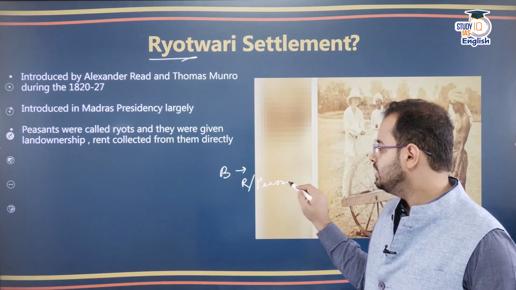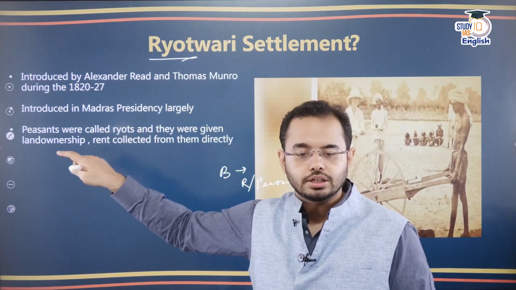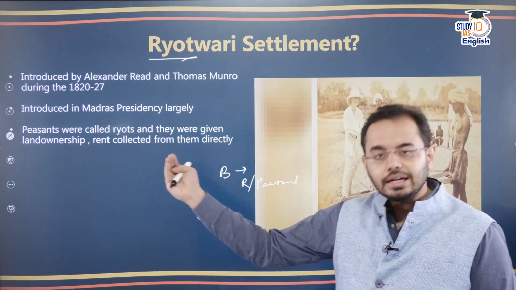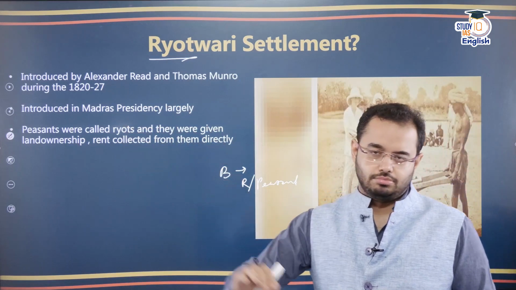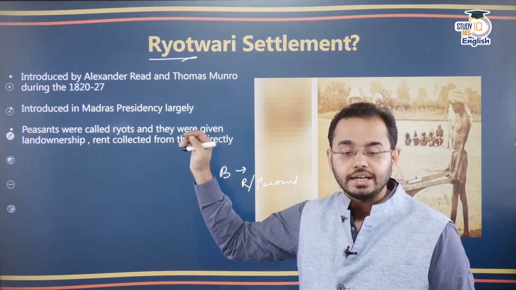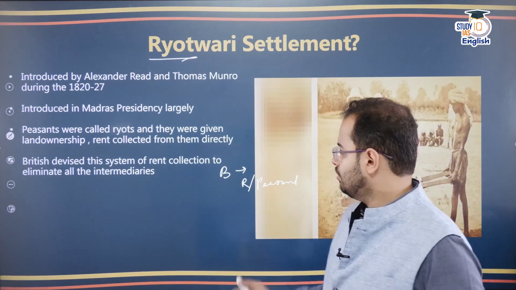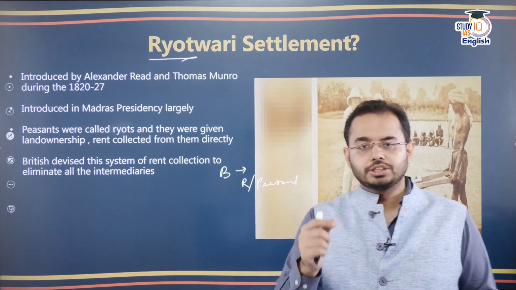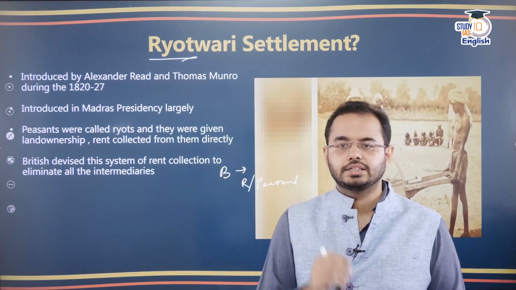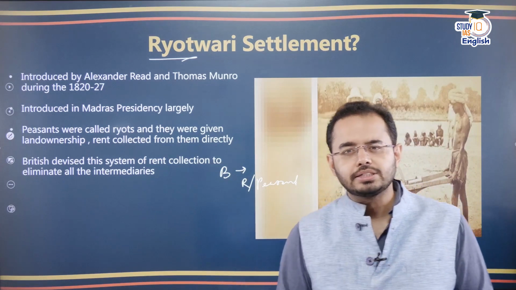peasants here. So they wanted the peasants to have the land ownership instead of zamindars as we saw in the permanent settlement. So here the peasants were the landowners, and they had to give the rent on a stipulated time in a well-defined manner. And if they were not able to give rent on time, the Britishers, or the government, confiscated their lands.